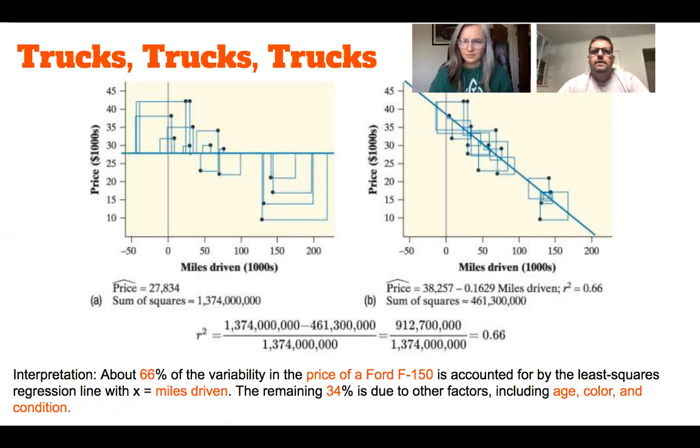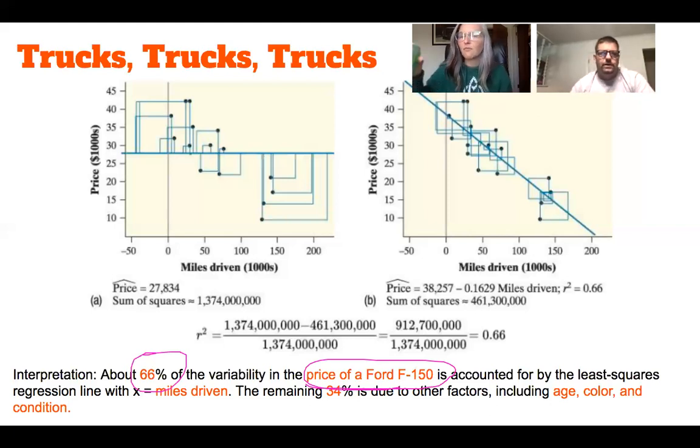I could actually annotate that. I'm going to just insert that 66% there, and that came from the R squared value. So I'd say 66% of the variability of, and I have to talk about the context, the price of the Ford F-150. You don't say the Y value; you have to tell me the context. It is accounted for by the least squares regression of the X value of miles driven. And I inserted that. Then where did the 34% come from?